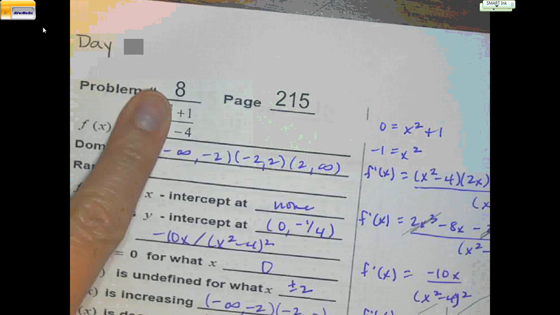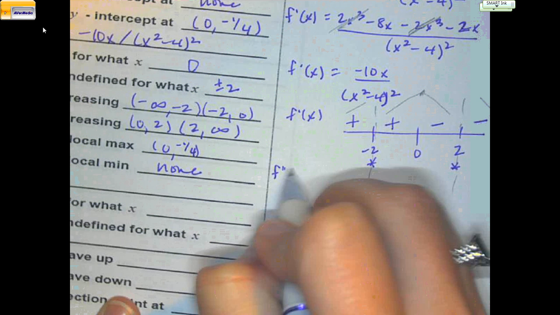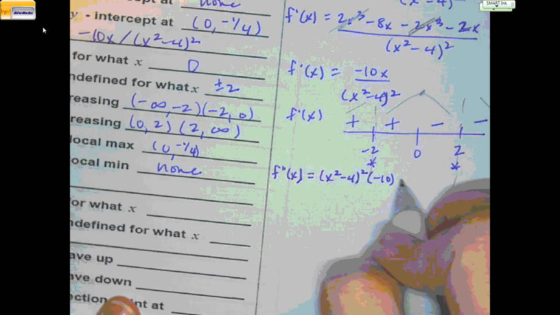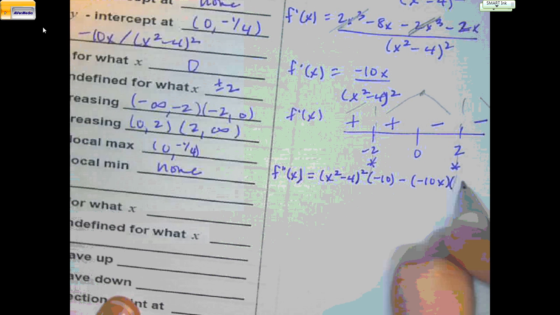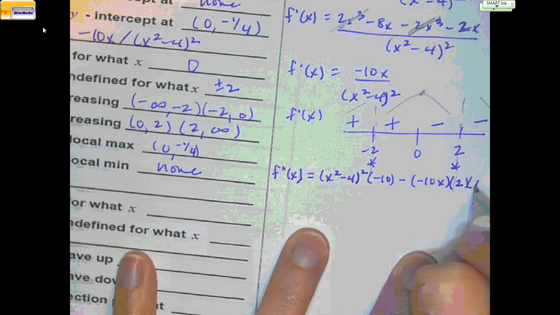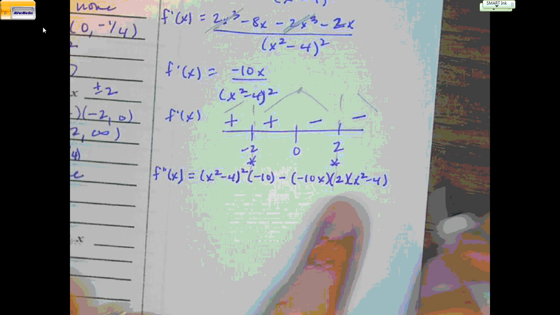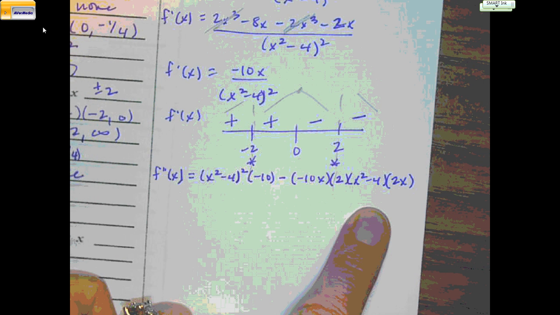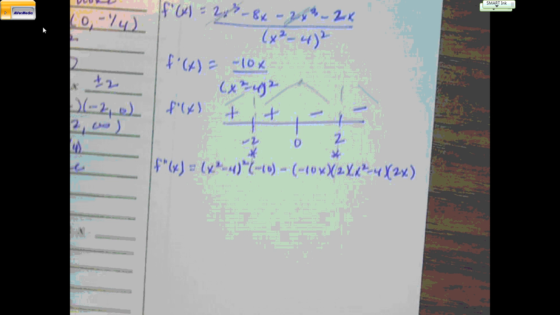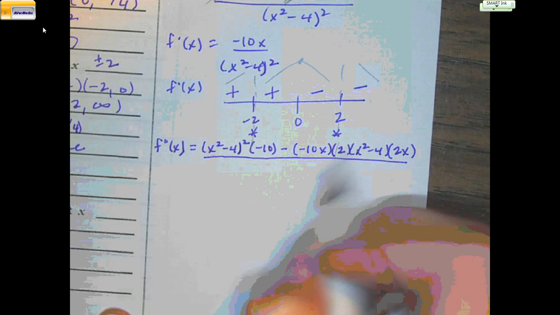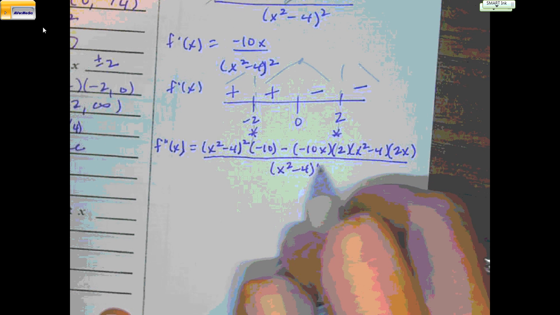Second derivative. Okay, write small. The bottom times the derivative of the top, which is negative 10, minus the top times the derivative of the bottom, which is 2, times, leave the inside alone, the squared now becomes a 1. Now you need to finish the chain and do the derivative of the inside, which is 2x. Are there any questions with how I just did that? Okay, over the bottom squared, so I have x squared minus 4 to the 4th.